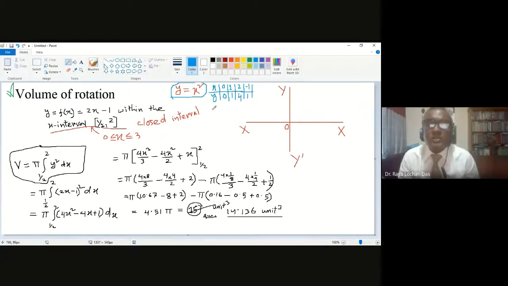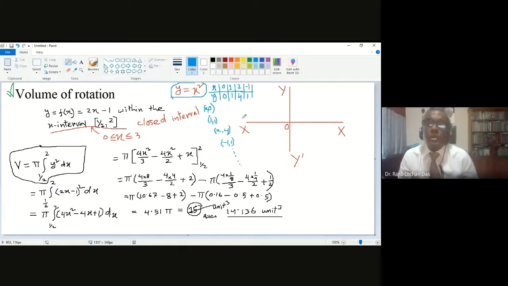The point is 0, 0 is a point, that is x value, y value. 1, 1 is another point. 2, 4 is another point. And minus 1, 1 is another point, and like that you may have many points.